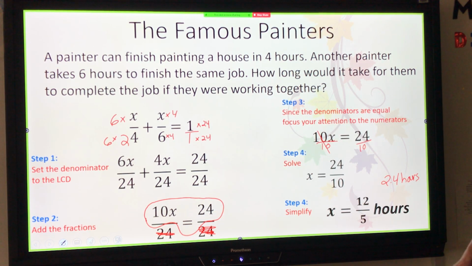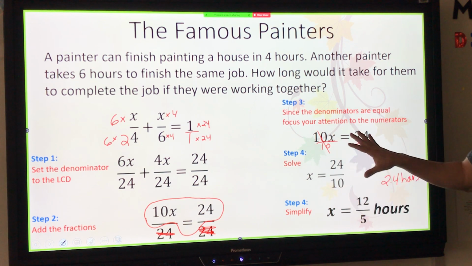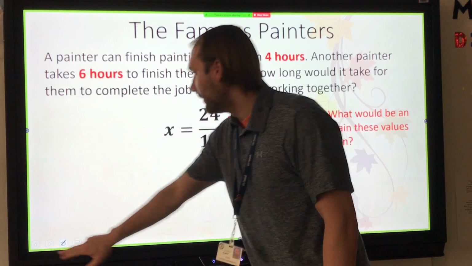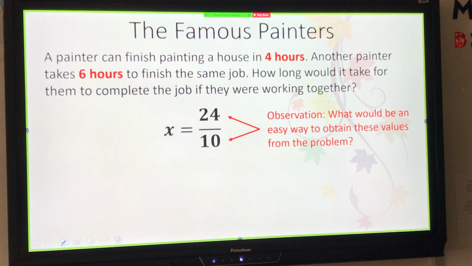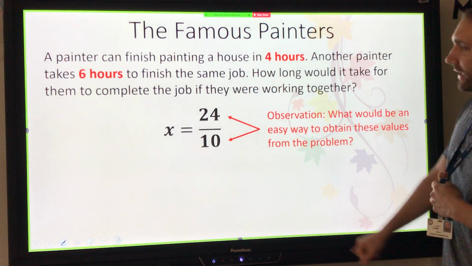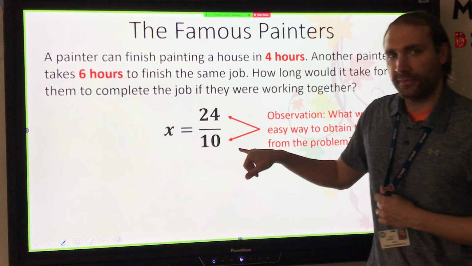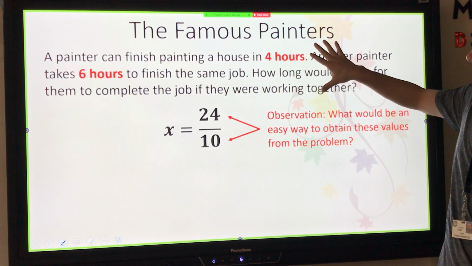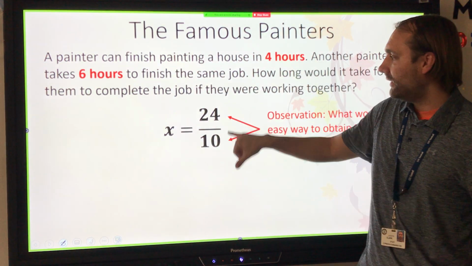Now, here's how you would set this up. You'll see this problem a lot, SAT, GRE. Let's see if we can find a quick and easy formula to solve these problems. Let's go back to x equals 24 over 10, my answer, before I simplify it. What do you notice about my values here in this word problem to get these numbers?